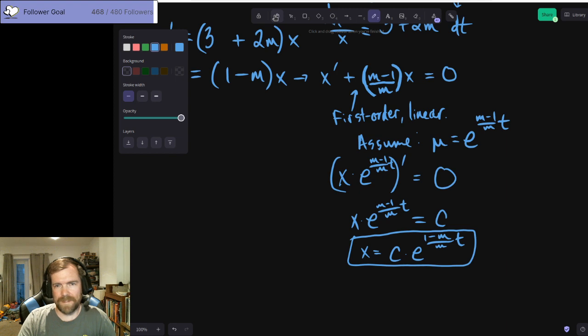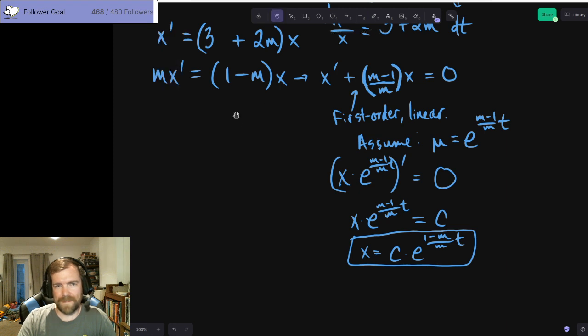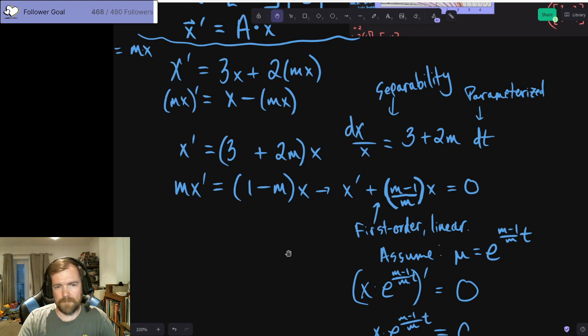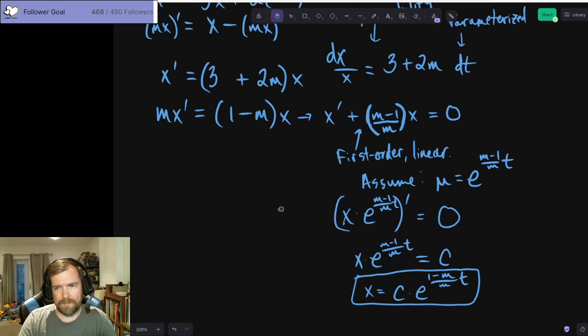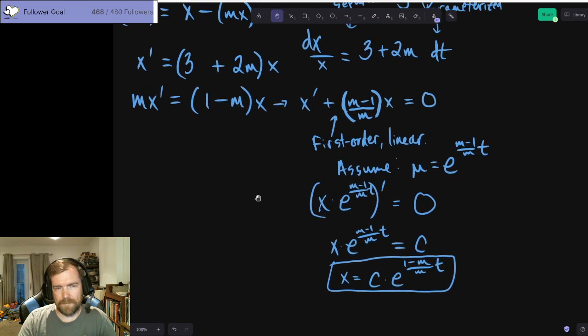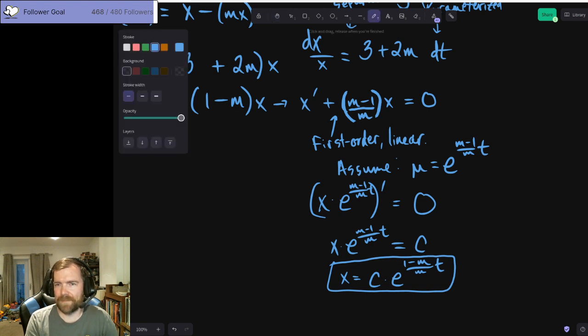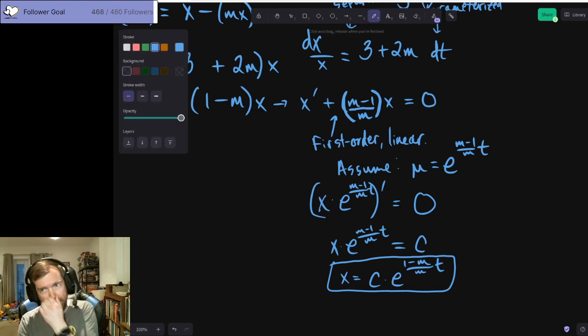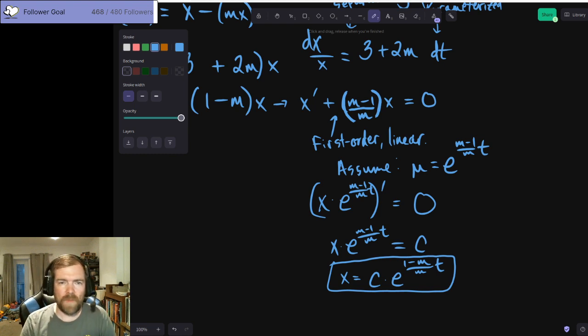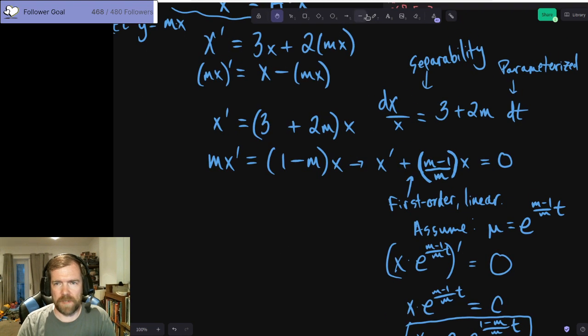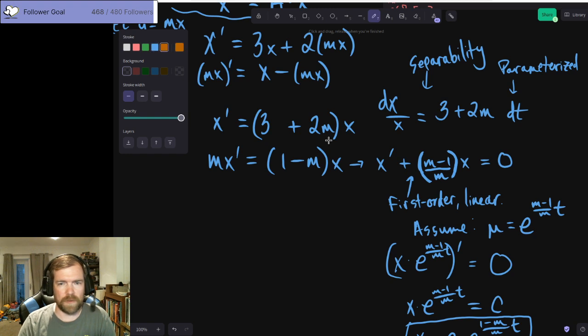So that was the second equation, right? Yep. Well, from the first equation, we're going to get x is equal to c e to the 3 plus 2m t. Right, because we could do the same thing with this one if we wanted to do first order linear instead.